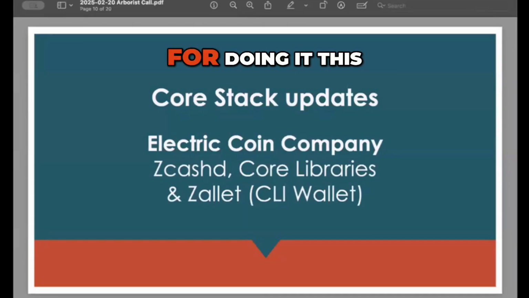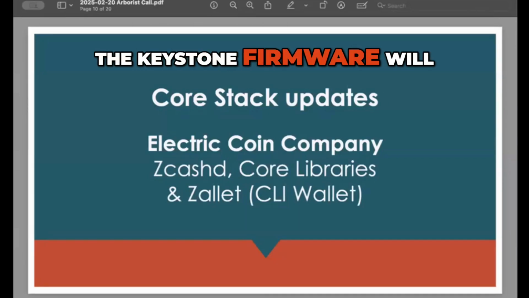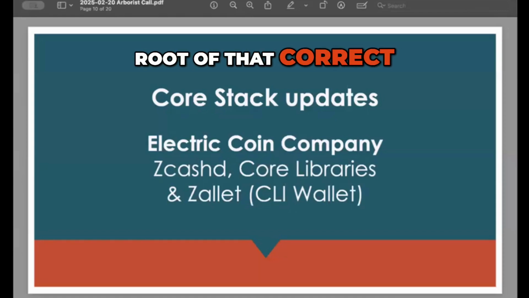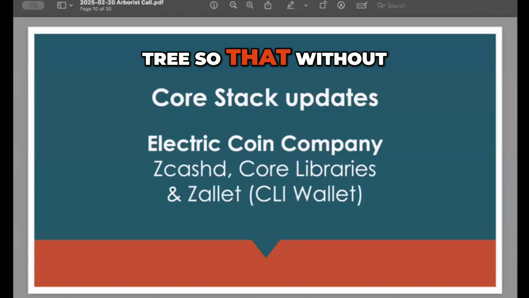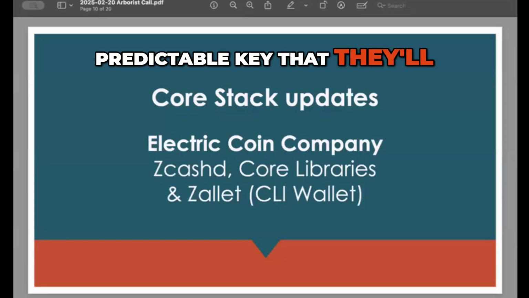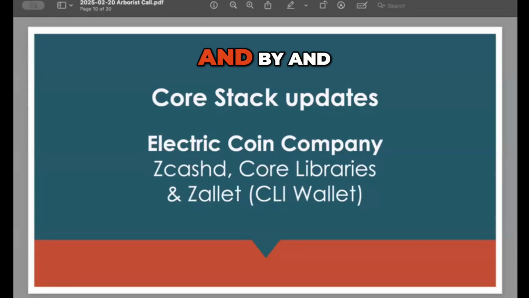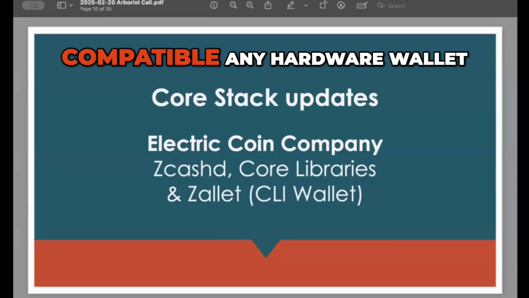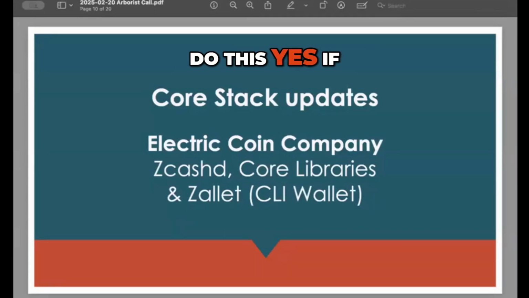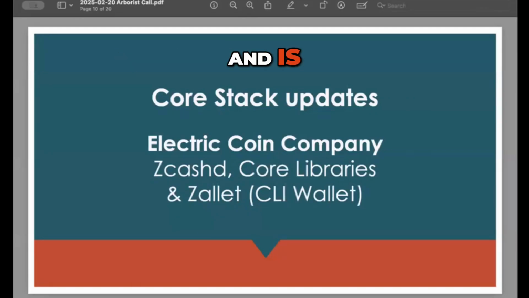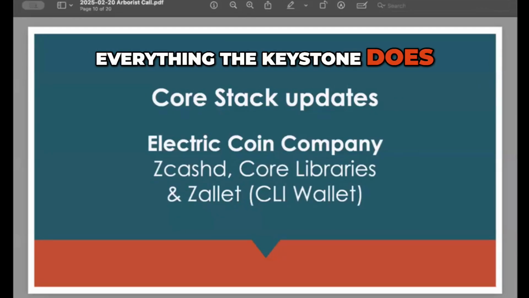But the main motivation for doing it this way is that then the Keystone firmware will be able to be updated to export the root of that tree, without needing the Keystone to be involved in all of the key derivations for that. So it's a single predictable key that they'll be able to refer to. And by Keystone, we really mean any compatible hardware wallet. Yes, any hardware wallet that wants to integrate with PCZTs will be able to do everything the Keystone does.